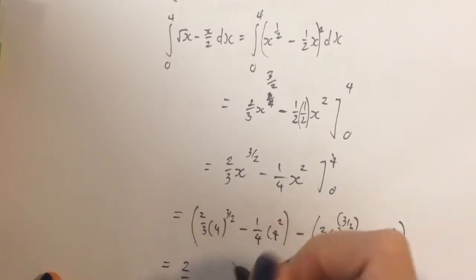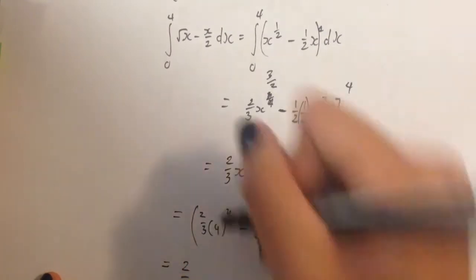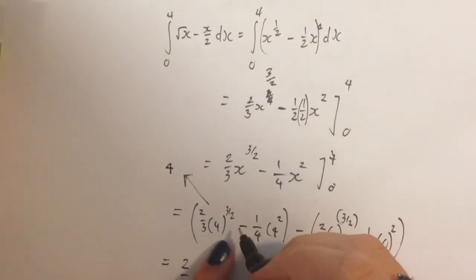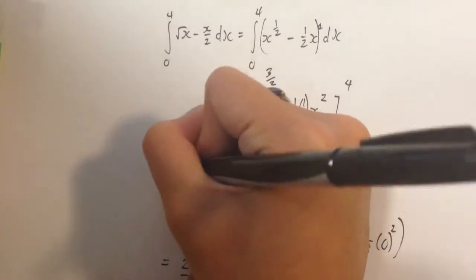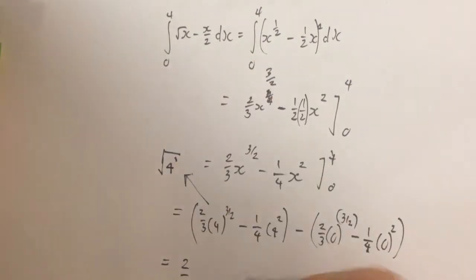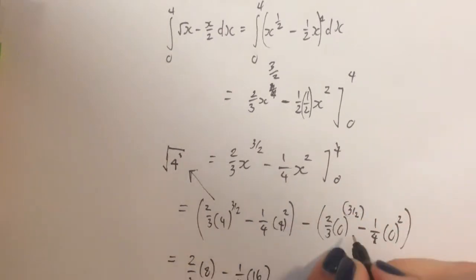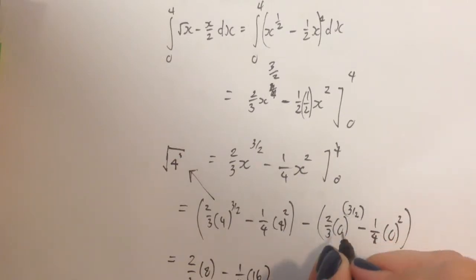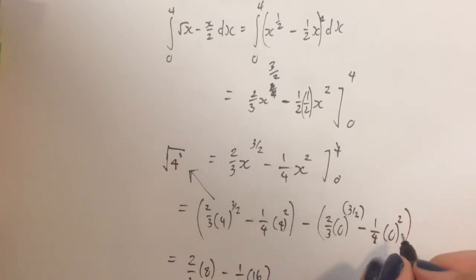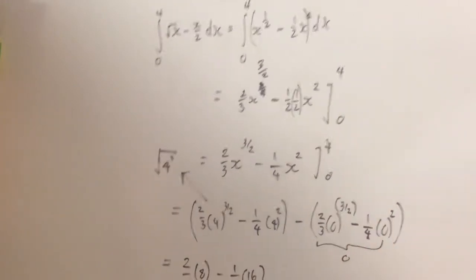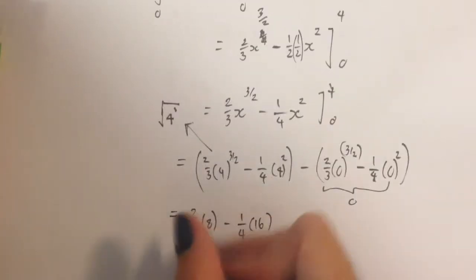So that's 2/3 times, so that's basically 4 to the power of 3, and you square root that, and that's 8. So 8 minus 1/4 times 16. And we know that 0 to whatever power is 0, and 0 times whatever is 0. So this whole group right here is equal to 0. So we just leave it as that, and we just solve for that.